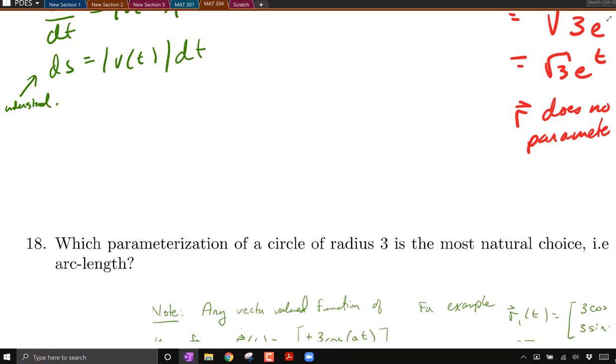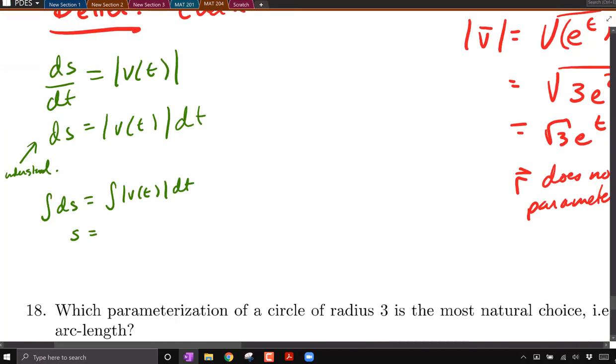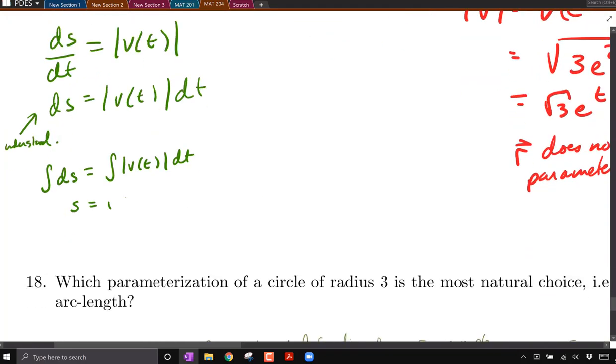So if I were to integrate both sides, or let's say take the antiderivative of both sides, this is what I would have. Or put another way, we have that s is equal to, and in our case, let's put what our speed was. Our speed was the square root of 3 e to the t, integrated with respect to time, dt. So we get the square root of 3 times e to the t.